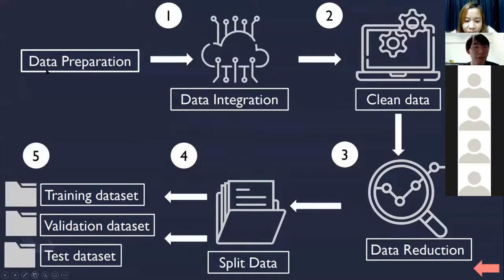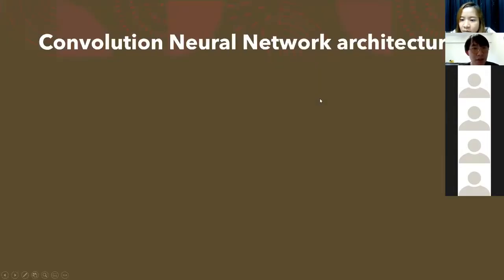This is a flowchart of the data preparation. And now we will talk about the CNN architecture, which is composed of convolution, pooling, and subsampling.